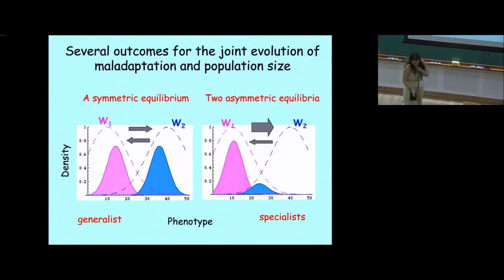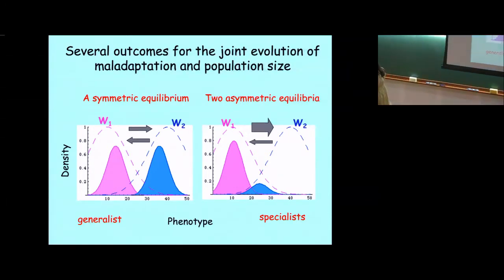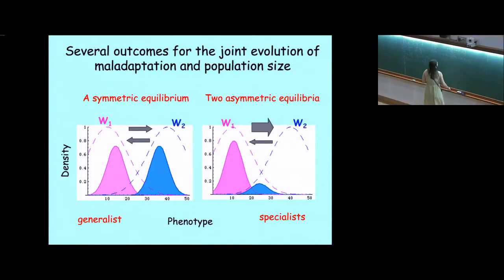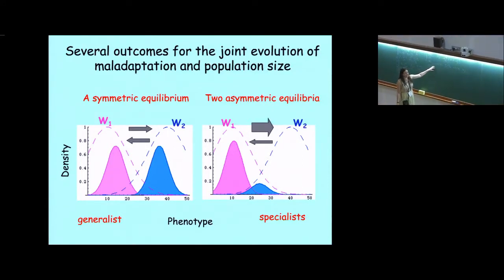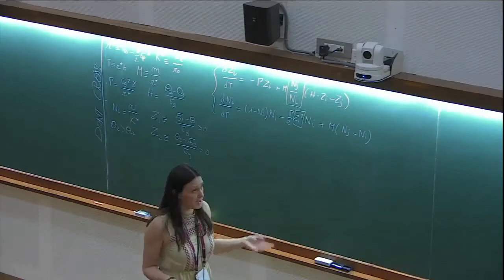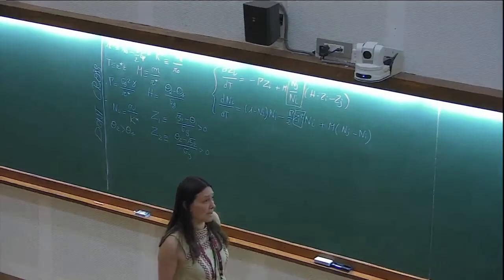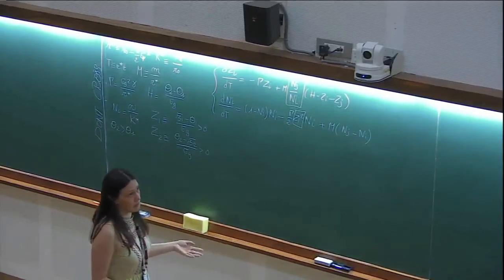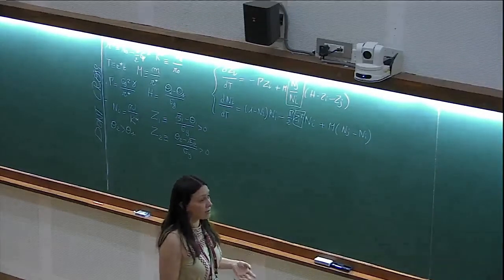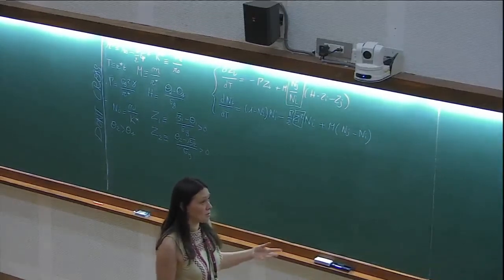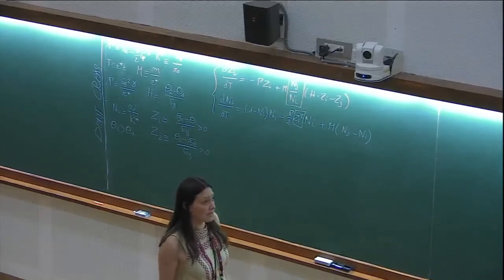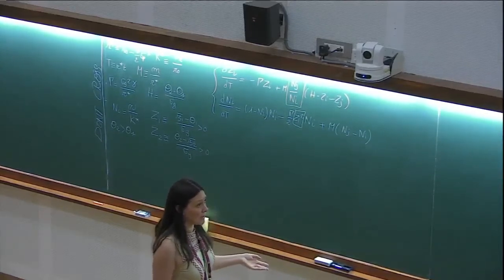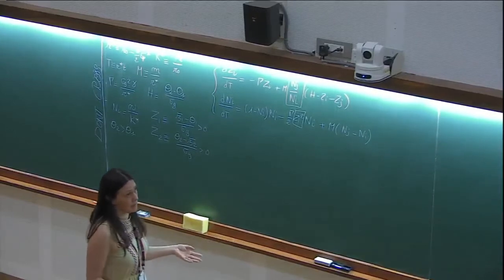So, as an exercise, you could also try to analyze this analytical model to find in which conditions you will end up with one type of equilibrium or another. And we can also try to understand the effect of migration, selection, and genetic variance on the degree of maladaptation and the distribution of population size in any of those equilibria.